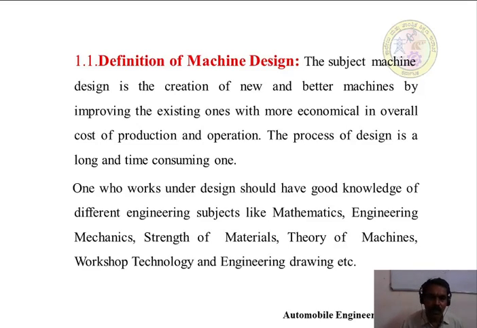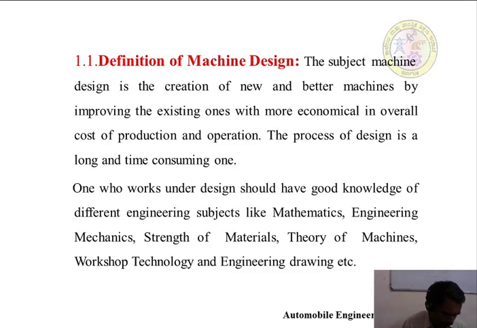Planning means first we have to plan before constructing any element or machine. That process is called planning. After the planning, we carry it forward for construction. After the construction, we analyze it. So these are the three processes: planning, construction and analysis. That is why it is called machine design. Machine design is a subject which deals with planning, construction and analysis of machine elements. This is the actual definition of machine design.